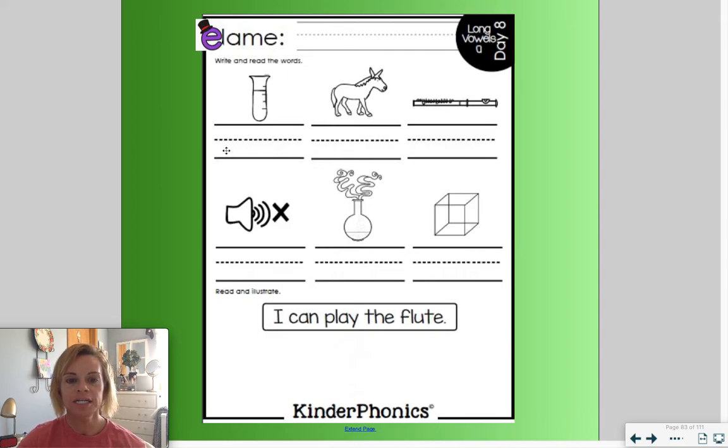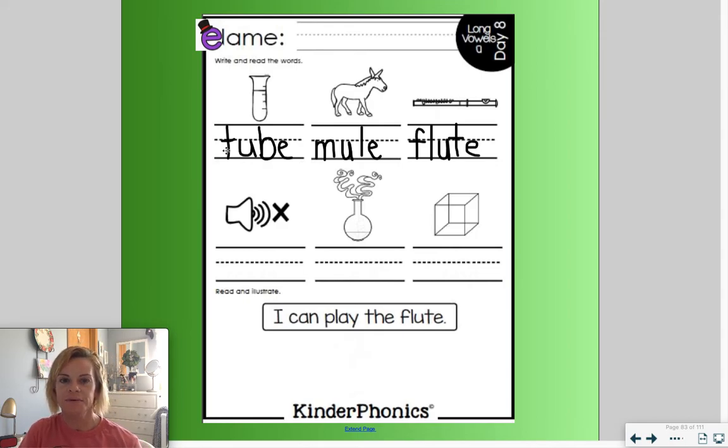All right, let's check and see how you did today. Did you write T-U-B-E for tube and M-U-L-E for mule and F-L-U-T-E for flute? Hey, you could have looked back at the page we did before if you wanted to. That's always good thinking to double check and make sure you got it correct.